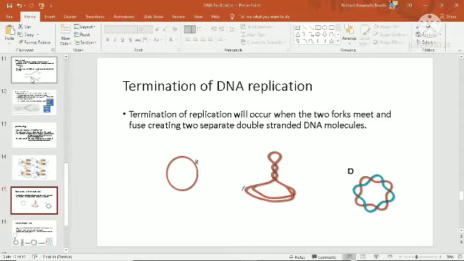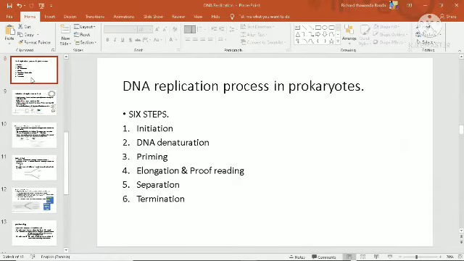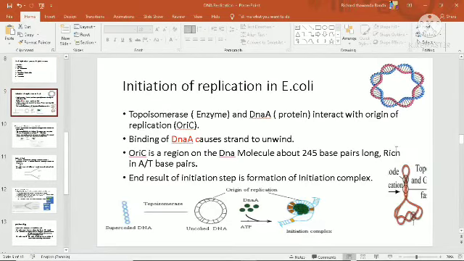And so this separation will begin at the origin of replication, which is just a region which is rich in A and T base pairs. And the DNA A protein has some complex structure. Due to this structure it will be able to bind at that region, breaking the hydrogen bonds between the A's and the T's. Then you have another DNA A molecule coming. Altogether, I think they bind at the same origin of replication.